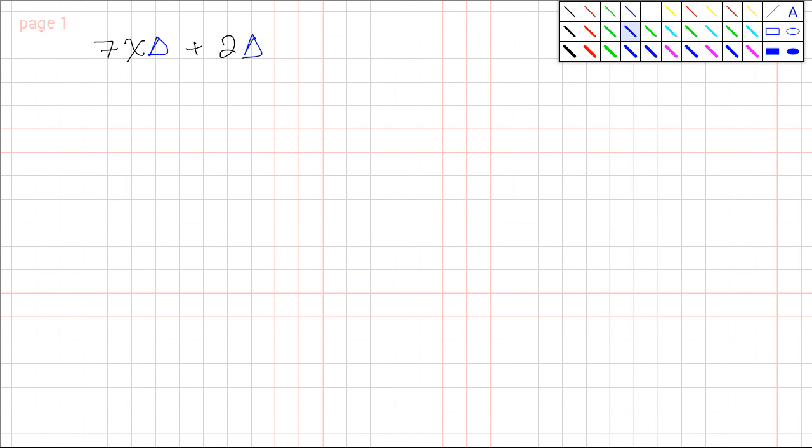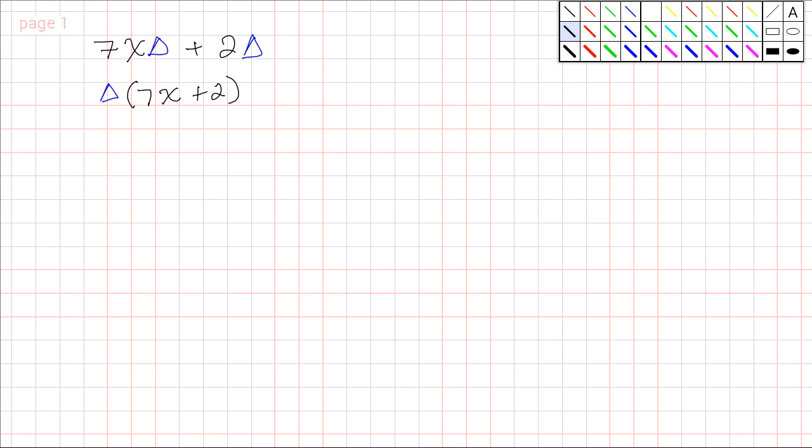Let's say I ask you to factor this polynomial. Hopefully you see that in this polynomial, the triangle is what these two terms have in common. So I'm going to treat that triangle as a common factor. I'm going to factor out the triangle, and I am going to be left with 7x plus 2. So this is the factored form of this expression.